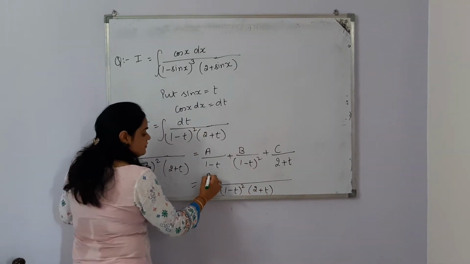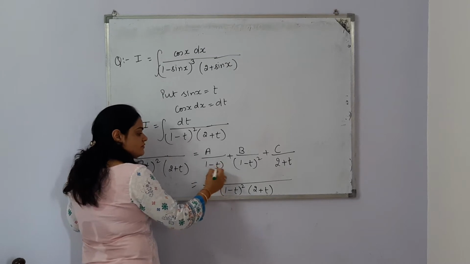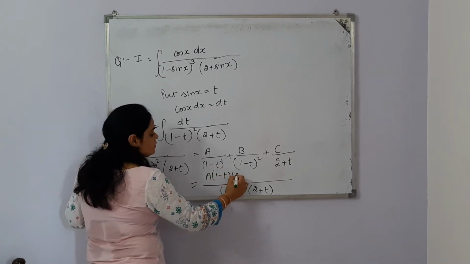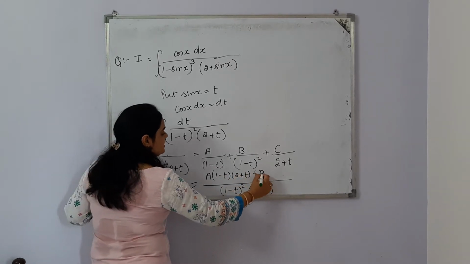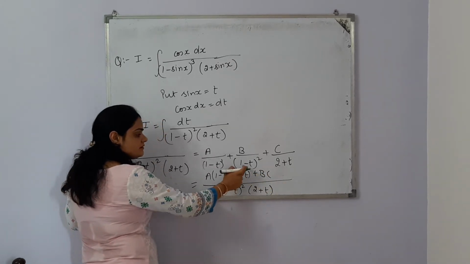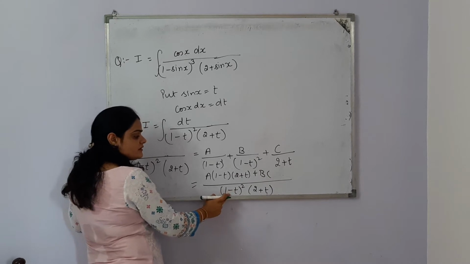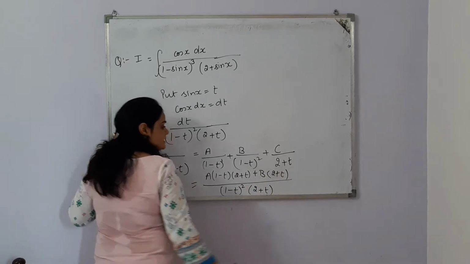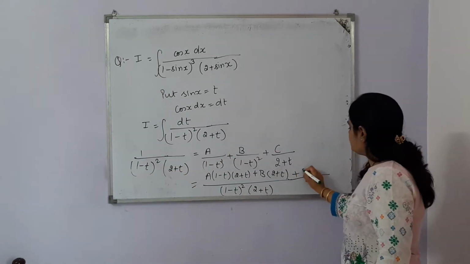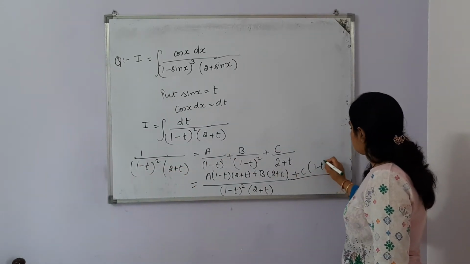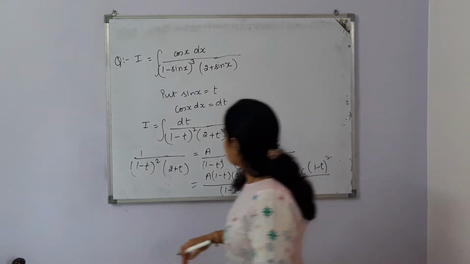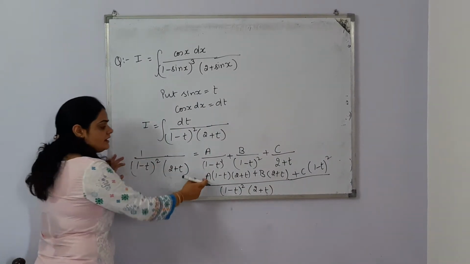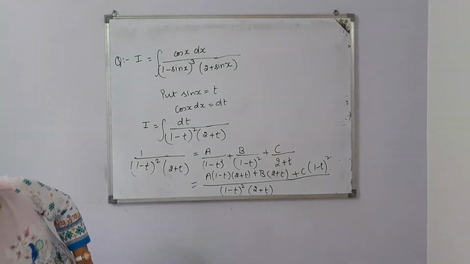So 1 minus t power 1 is available, so we'll multiply a with 1 minus t into 2 plus t. b will multiply with 2 plus t, because 1 minus t whole squared cuts with 1 minus t whole squared, and c will multiply with 1 minus t whole squared. Now denominator will cut with denominator, and we'll get numerator 1 on the left side.